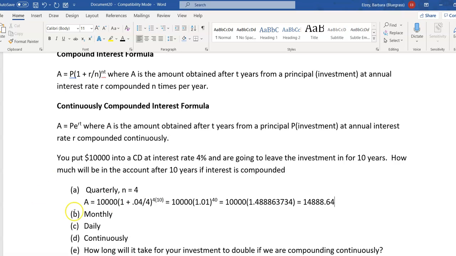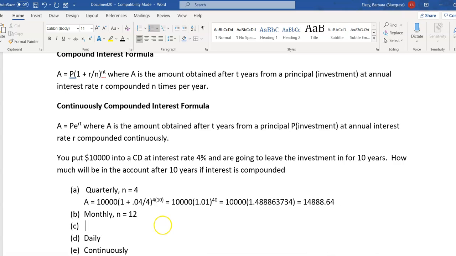All right, now, let's do the same thing, but let's do it for monthly. Monthly would be 12 times per year, so N is 12. And the only thing that will change here is our N. So this will be a 12, but it also will be a 12 right here. All right, so I'll have A equals 10,000, 1 plus 0.04 divided by 12, raised to the 12 times 10.